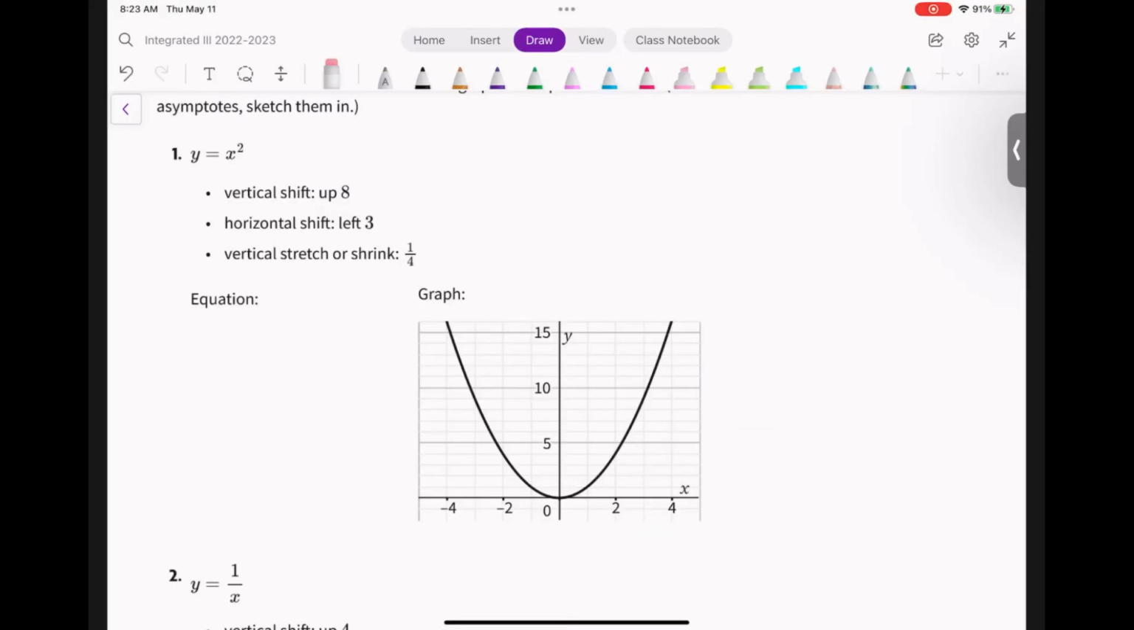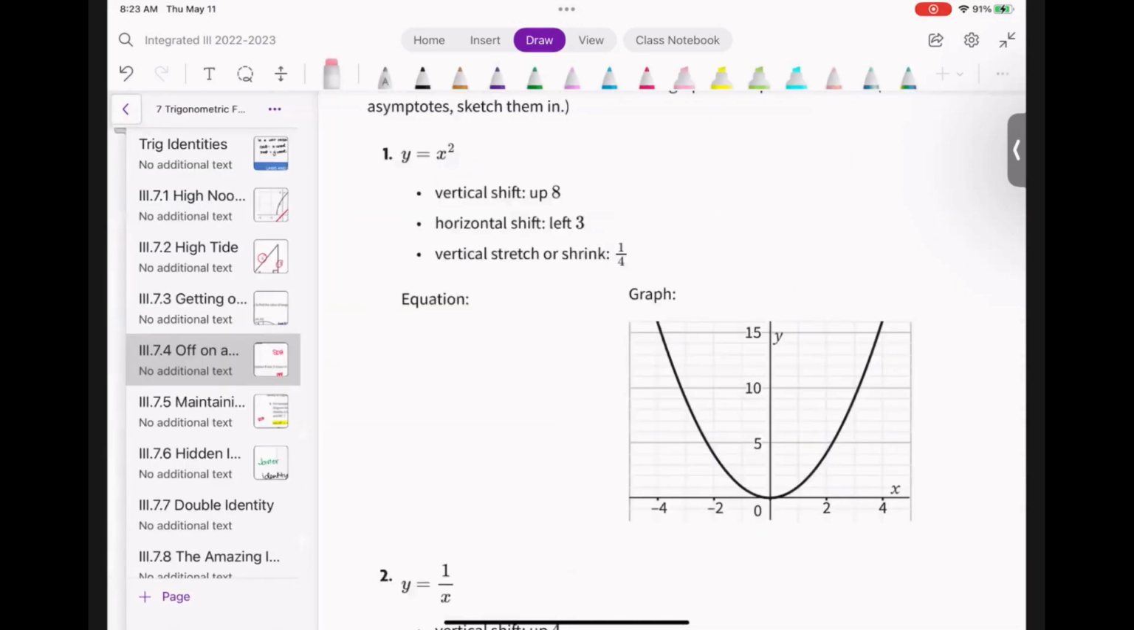Okay, welcome back. We are doing, what are we doing? 7.4, Ready, Set, Go, number one.